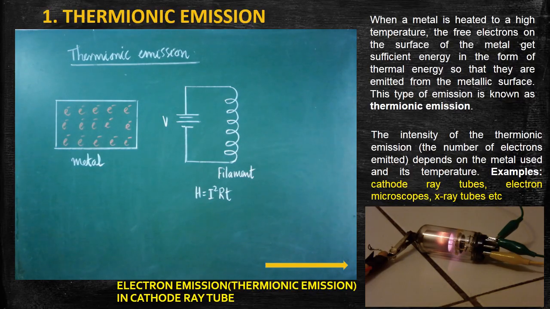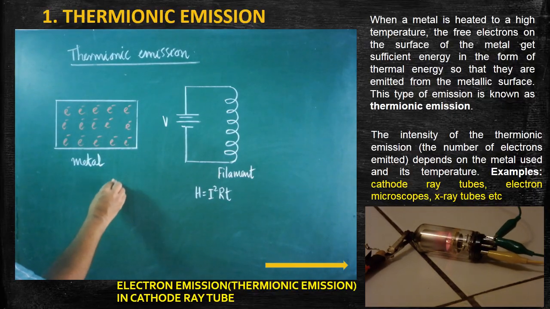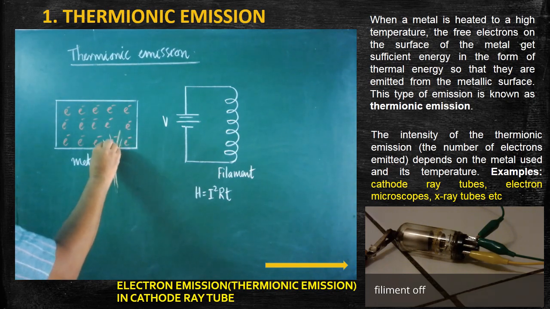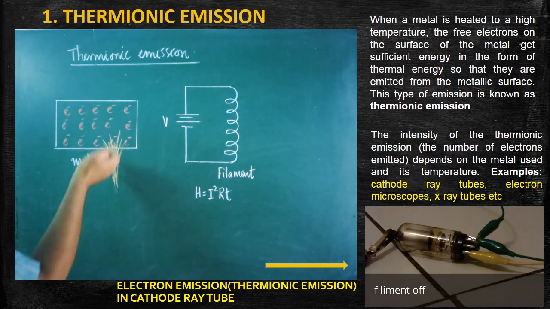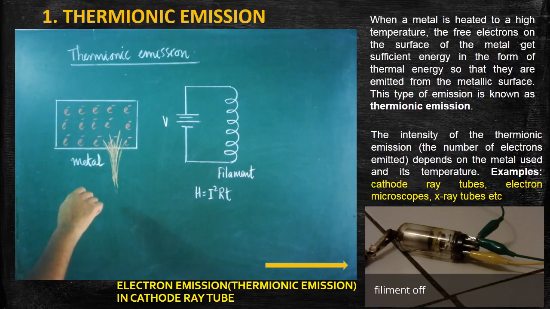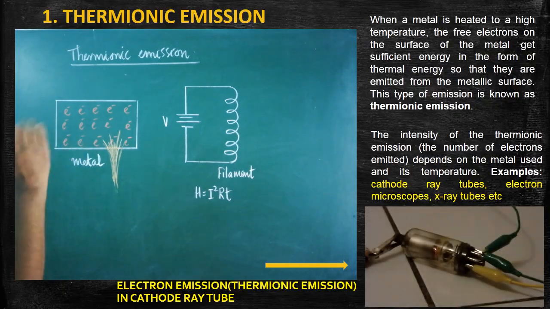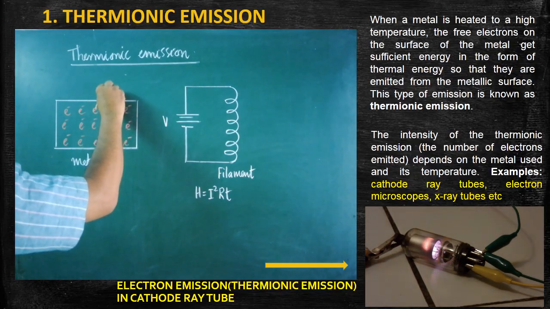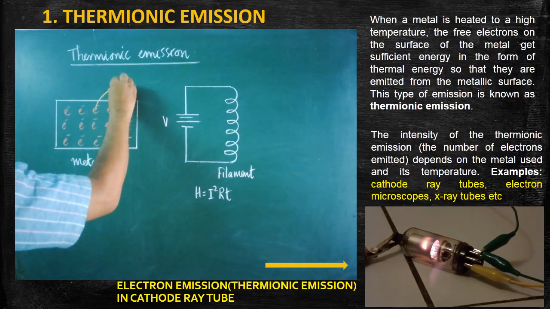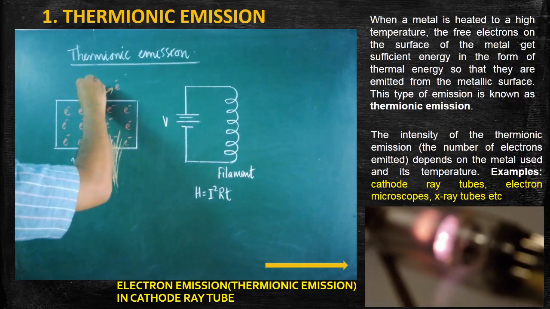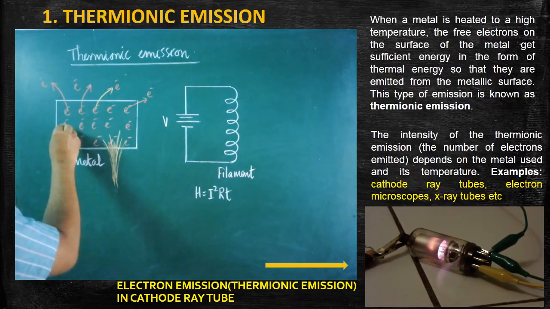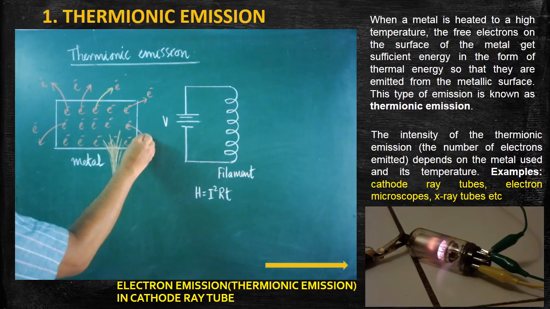So what do we have to do? We have to supply a sufficient amount of energy in the form of thermal energy. If the metal is heated to a very high temperature, what will happen? That metal will absorb the heat energy. After absorption of heat energy, what will happen? After getting sufficient energy to overcome the work function, the electrons very close to the surface will come out from the metal. The electrons are coming out from the metal one by one. This kind of electron emission is called, what is it? Thermionic emission, because the metal gets heated.